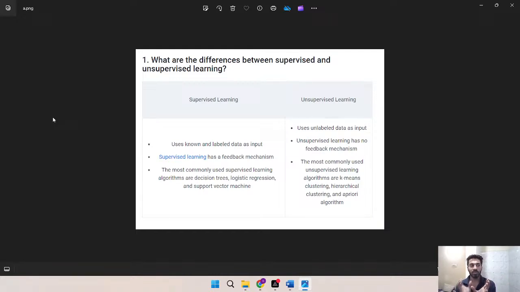Supervised learning has a feedback mechanism. How is this a feedback mechanism? At the time of training your model, after the first epoch, you find the error. What is the error? What is the cost that our model is giving? At that time you find the cost or error of that model.